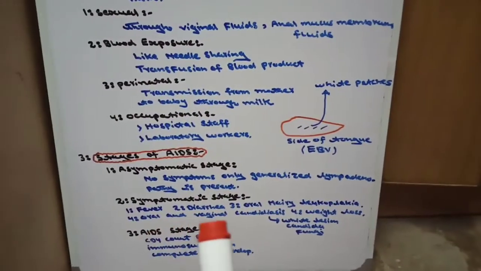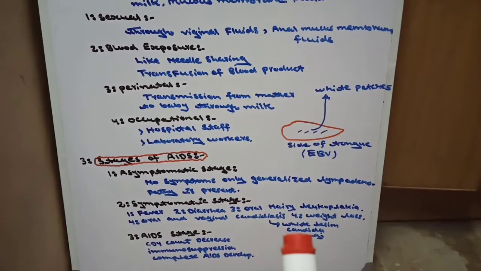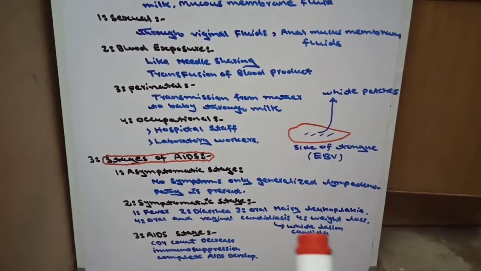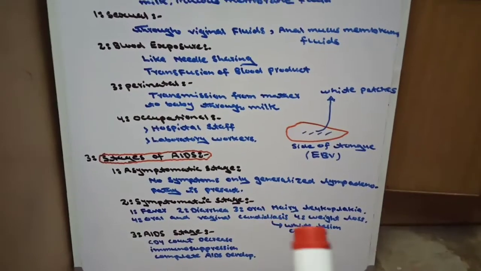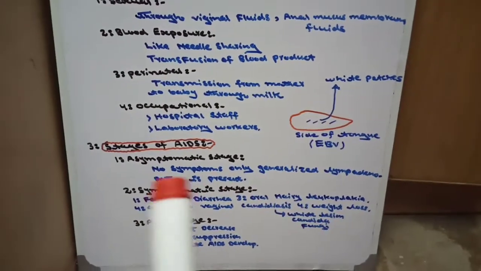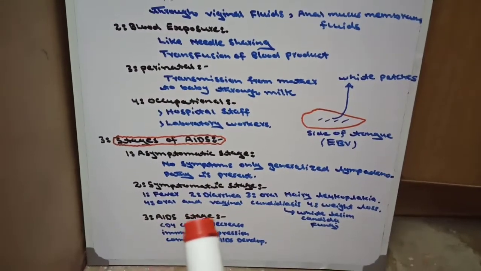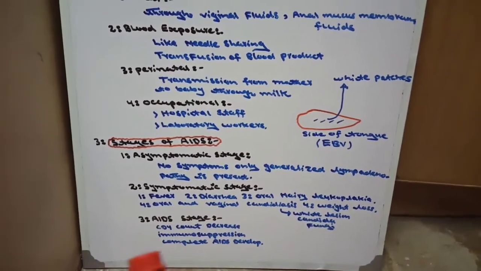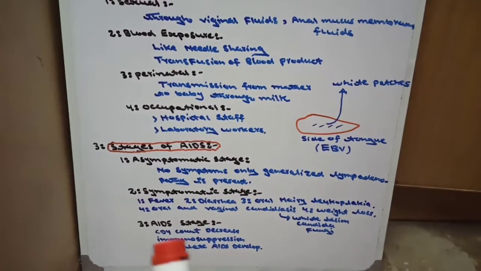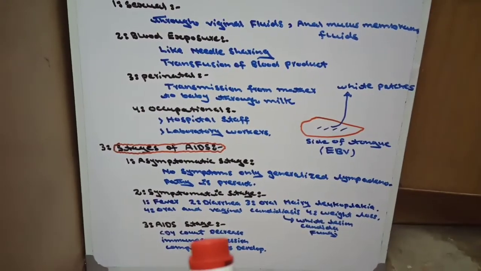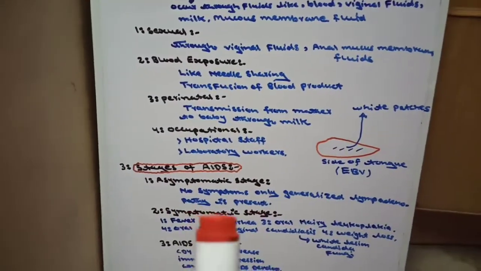And what is oral and vaginal candidiasis? It is also a white lesion which is caused by Candida fungi. It is a fungal infection, also opportunistic infection. This is a symptomatic stage. The third is AIDS stage. In AIDS stage, complete AIDS develop, CD4 count become decrease, and immunosuppression occur. These are the stages of AIDS.